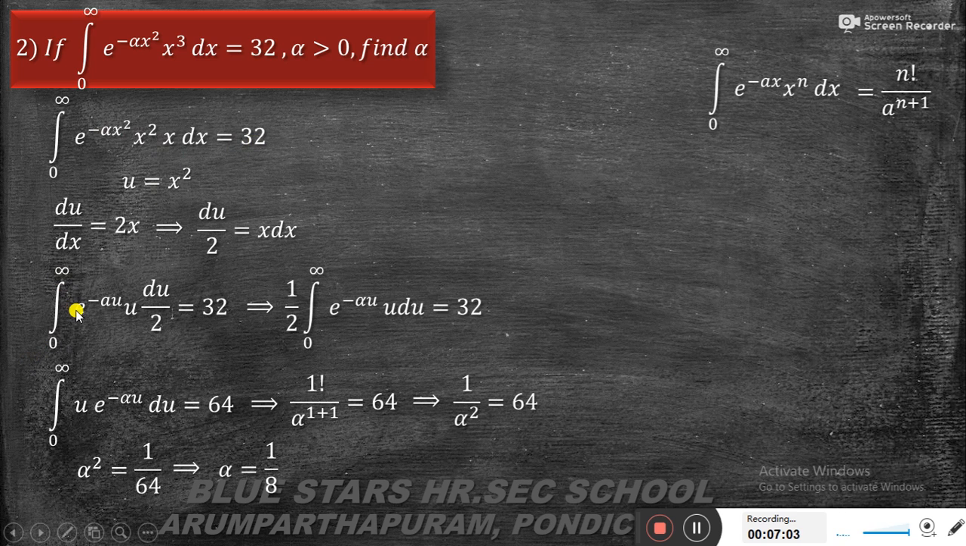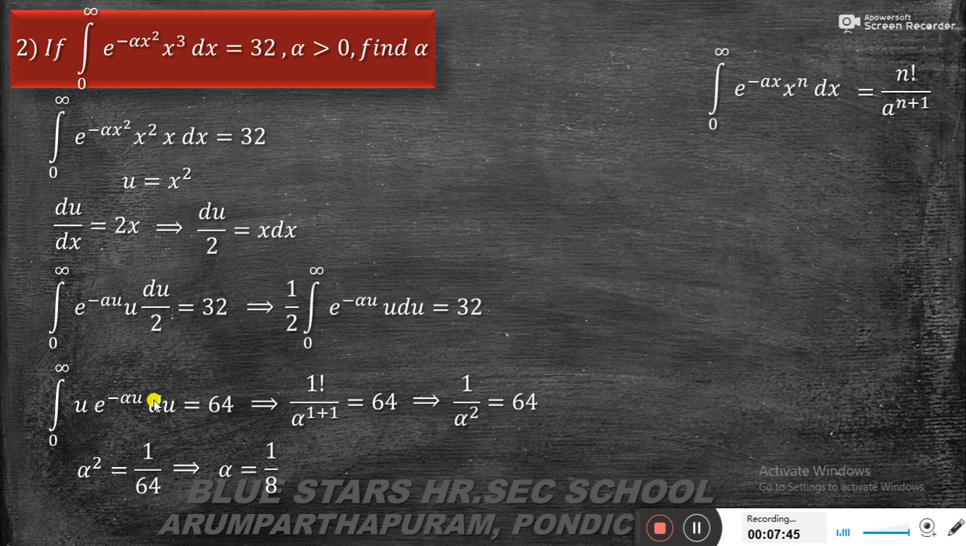Now we write integral 0 to infinity e power minus alpha u, where x square means u, into x dx means du by 2, equal to 32, which implies in the next step 1 by 2 into integral 0 to infinity e power minus alpha u into du equal to 32. The next step, just doing the cross multiplication, you multiply the 2 on the right hand side, so 32 into 2 is 64 on the right hand side. The next step, integral 0 to infinity u into e power minus alpha u du equal to 64.